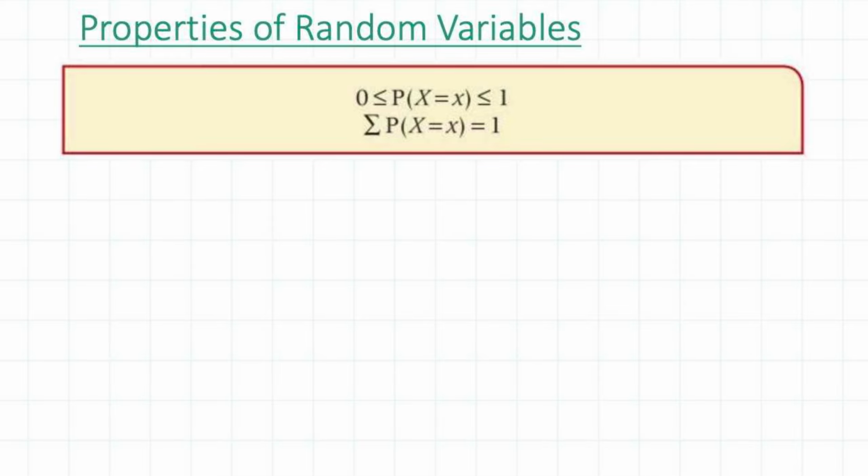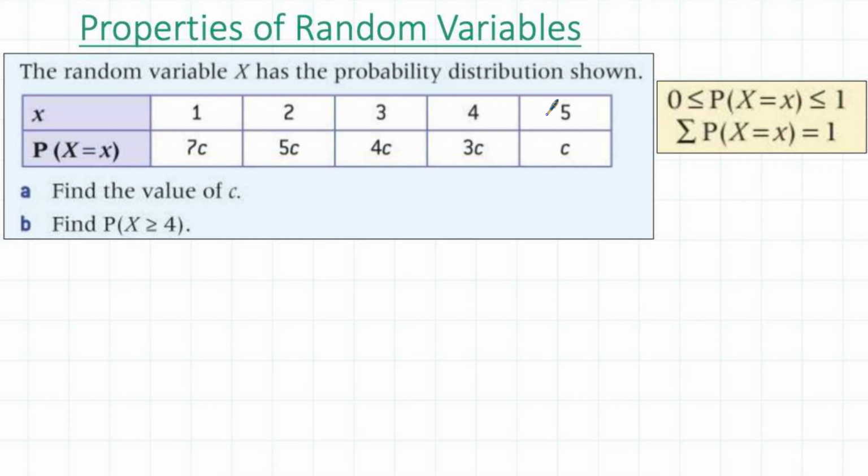So let's start doing some questions. In here it says the random variable x has the probability distribution shown. Now, so far you'll slowly notice we're just going to deal with discrete values here. So we are slowly in the discrete random variable world, but the properties still apply to all random variables. So if I want to find the value of c, I need to use these properties, which is that the probabilities have to be between 0 and 1, and if I add them up, it should be equal to 1.